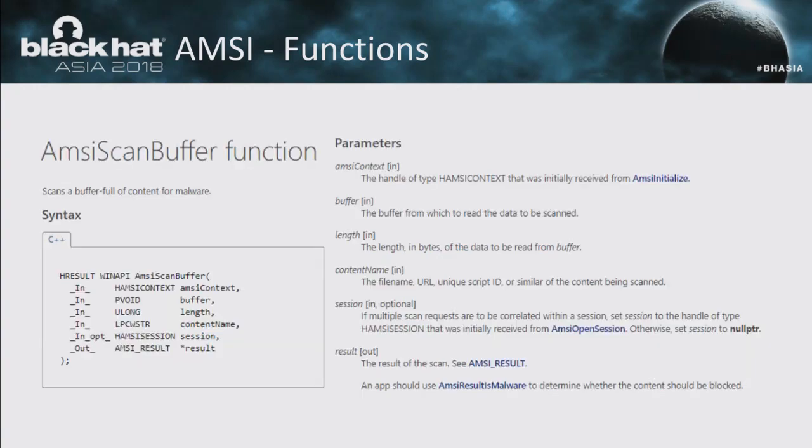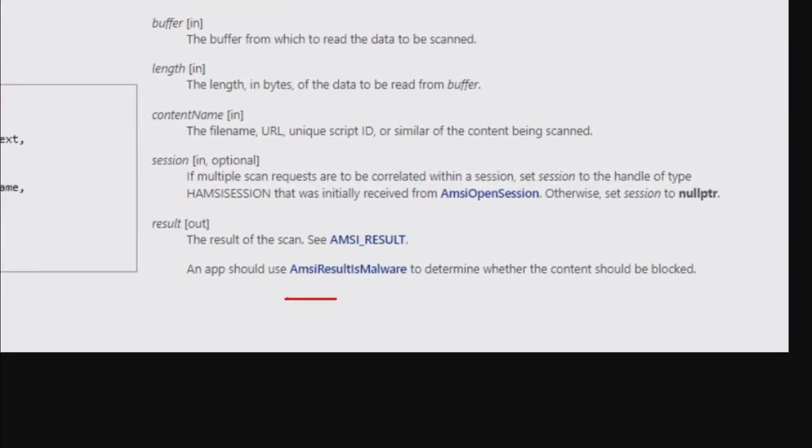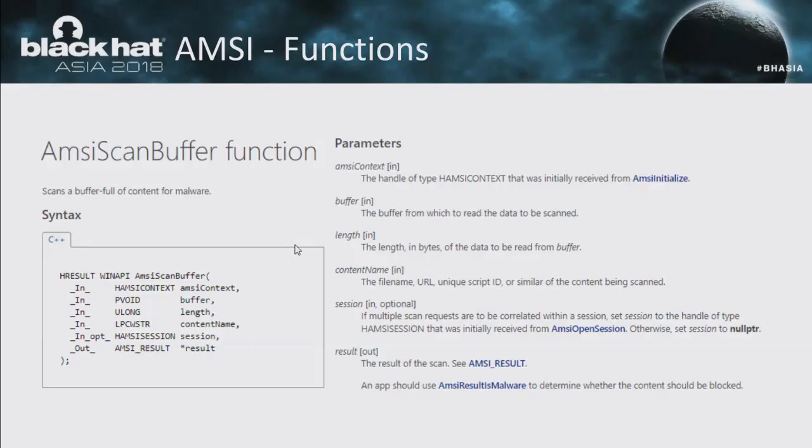Now, if we take a look at scan buffer, we see that it accepts two parameters that describe the buffer and an output result. So we have the buffer pointer, which points to a buffer to be scanned. We have the length parameter, which is the length of the buffer. And then we have the result. So that's that. Now, the result will be the AMSI result, as we discussed earlier, one of the values that you can choose: detected, not detected, and clean. And according to the documentation, an app should use AMSI result is malware to decide if the result that it received is a malware or not.